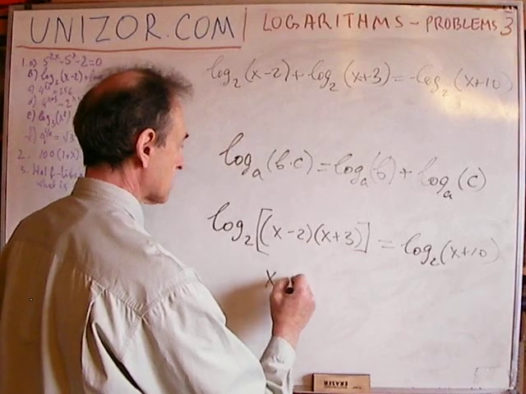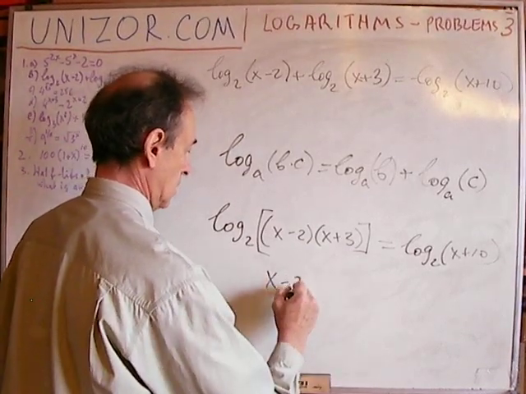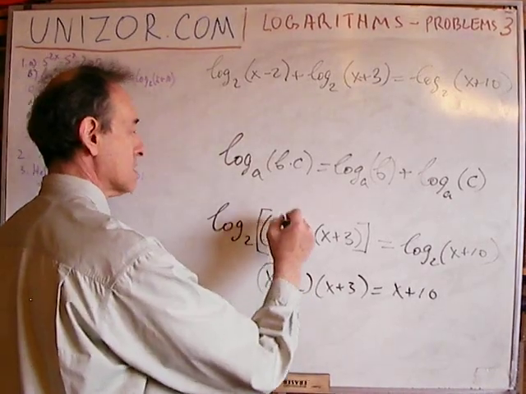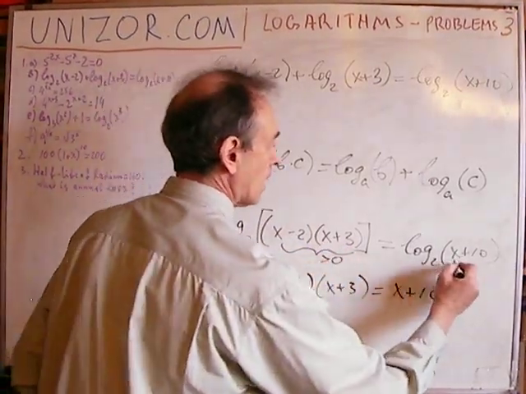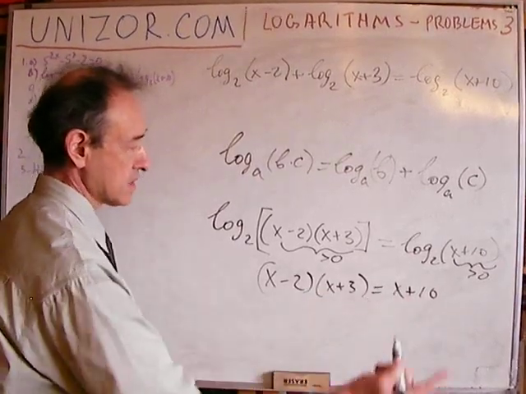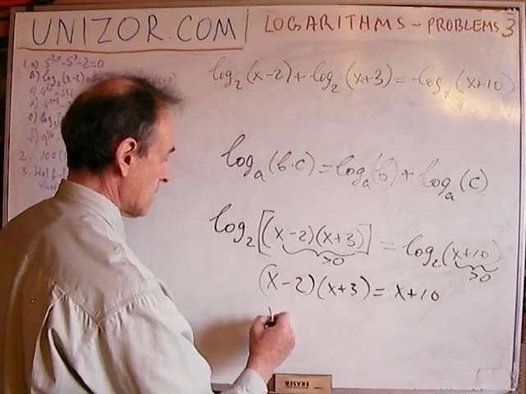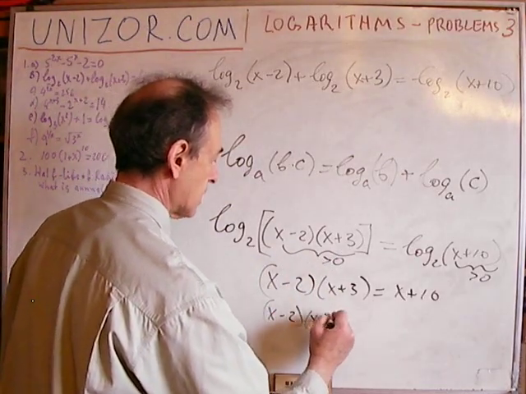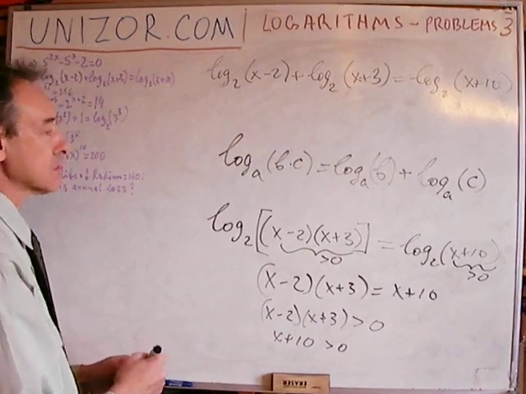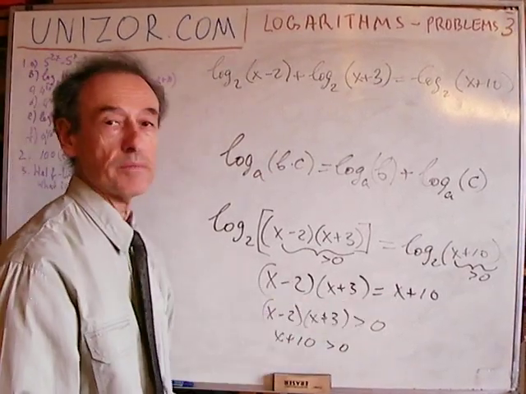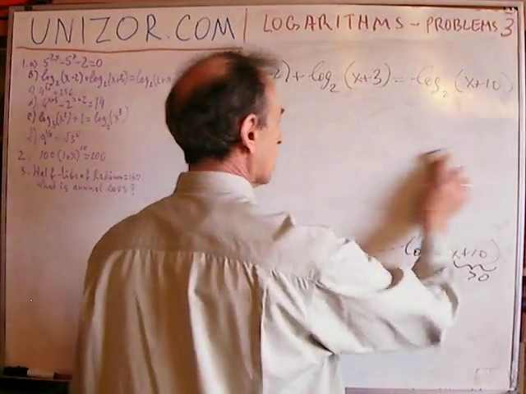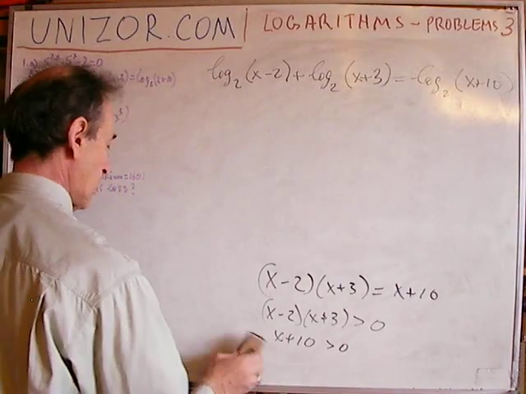Because when we get rid of them, we will get x minus 2 times x plus 3 equals x plus 10. But we should not forget that this should be greater than 0 and this should be greater than 0. So in addition to this particular equation, which is obviously a quadratic equation, we also have to say that x minus 2 times x plus 3 should be greater than 0, and x plus 10 should be greater than 0. So these are restrictions on whatever roots of this equation we can find. All right, so let's do this carefully, always thinking about the proper domain.